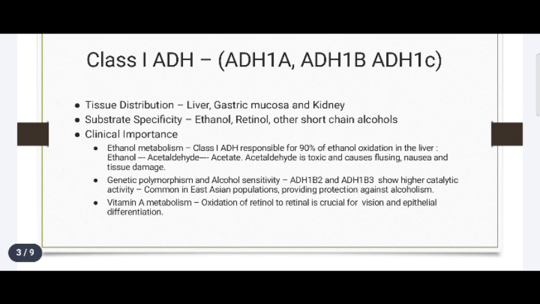Class 1 ADH is responsible for 90% of ethanol oxidation in the liver, where ethanol is converted into acetaldehyde and acetaldehyde is further converted into acetate. Acetaldehyde is toxic and causes flushing, nausea, and tissue damage. Genetic polymorphism and alcohol sensitivity: variants of ADH1 show higher catalytic activity, and it is very common in Eastern Asian populations, which provides them protection against alcoholism.